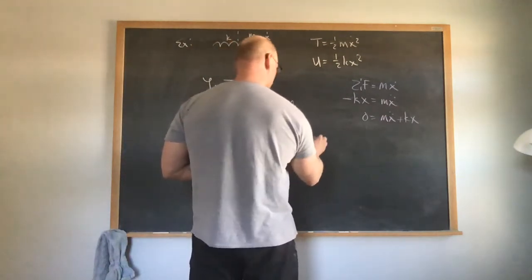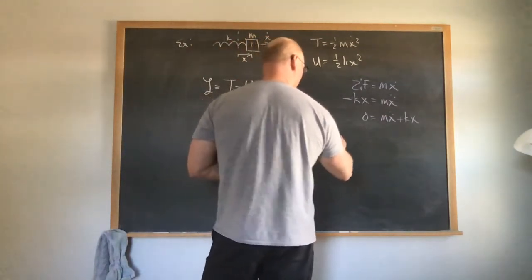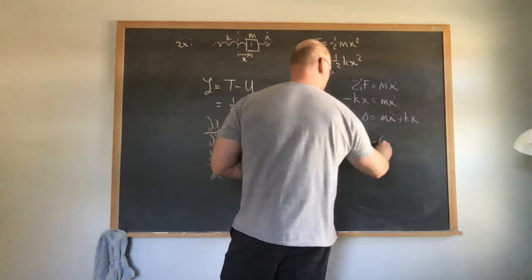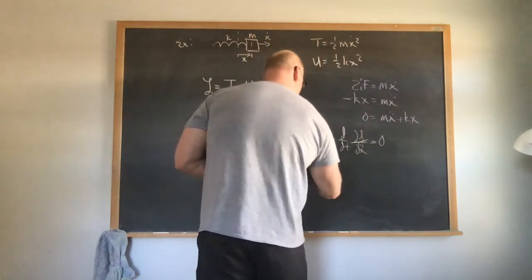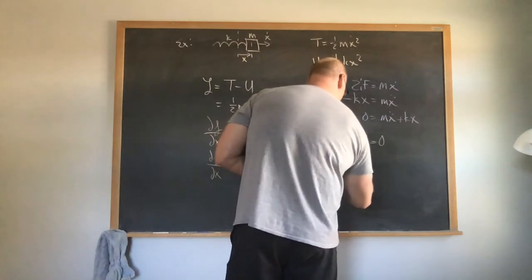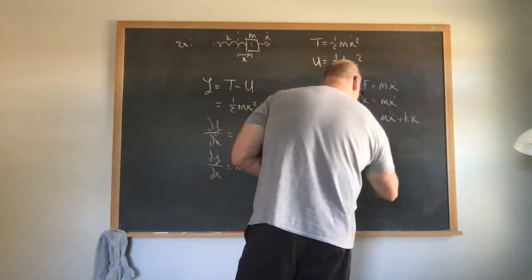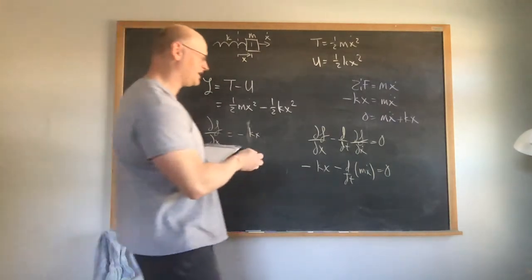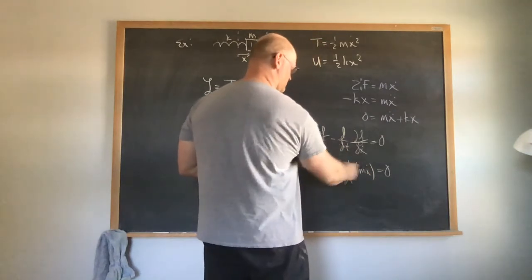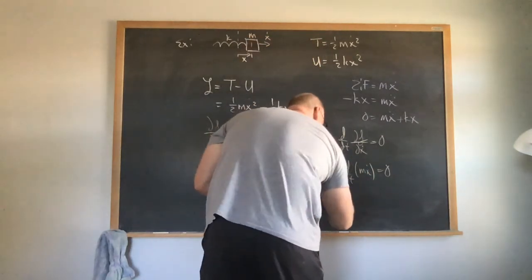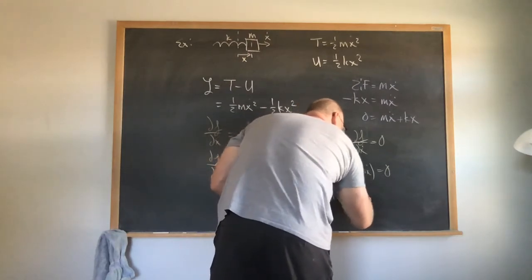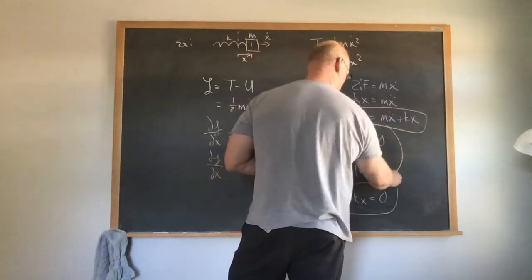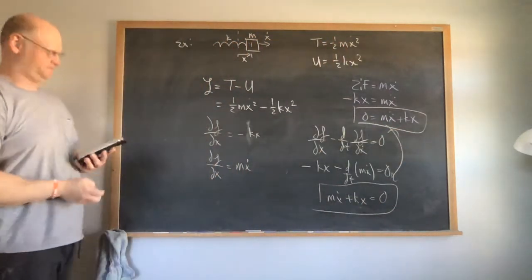So now if I apply the Euler equation, this gives me the partial of L with respect to x, minus d/dt of the partial of L with respect to x dot, must be equal to 0. So here I get minus k times x minus the derivative of m times x dot is equal to 0. But as long as the mass is constant, this is going to be m x double dot. And then I can multiply through by the negative sign. So finally what I get is m x double dot plus k times x is equal to 0. So indeed, these two give me exactly the same thing.